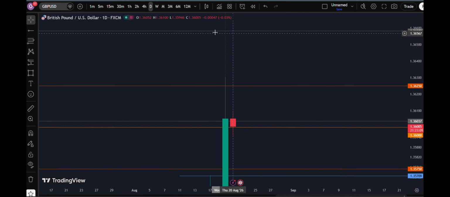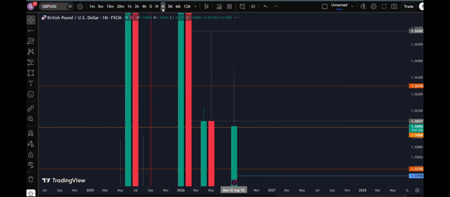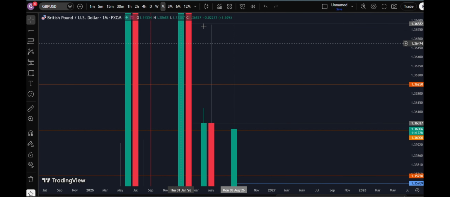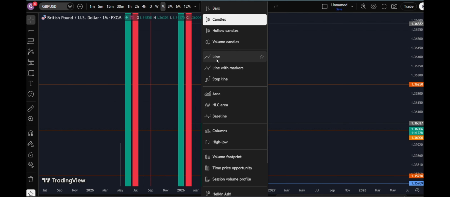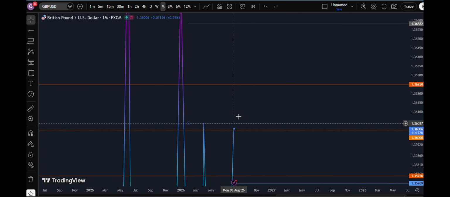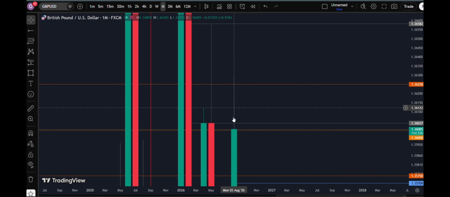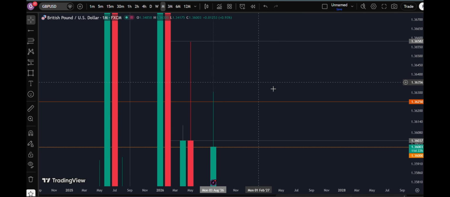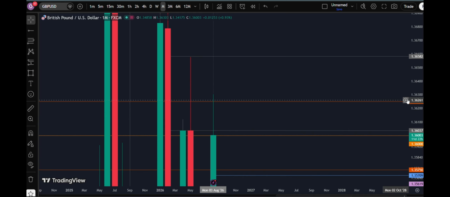This level you are seeing here is the monthly support area. That's probably what stopped the price. Or it even went past it and went all the way to this level, 1.3625. It would have gone to this level, which is the monthly high, the past month's high.